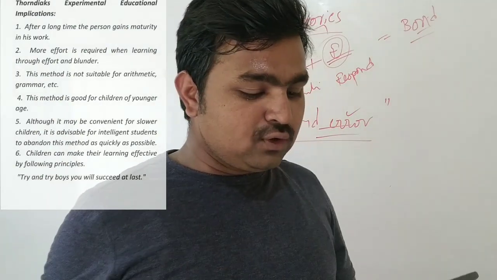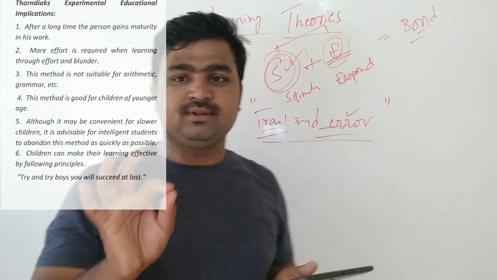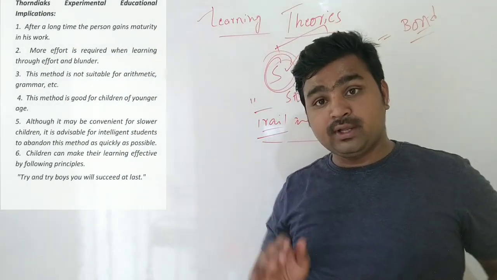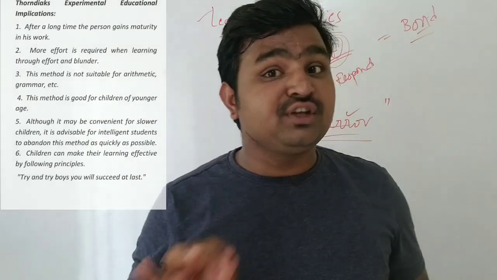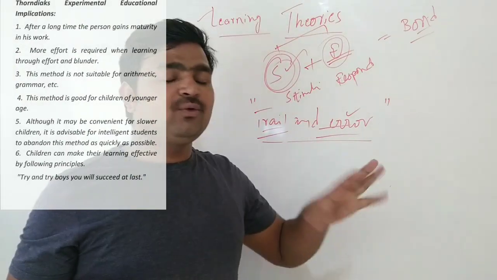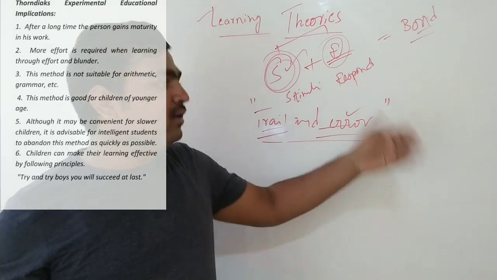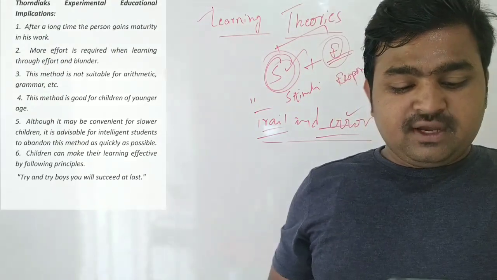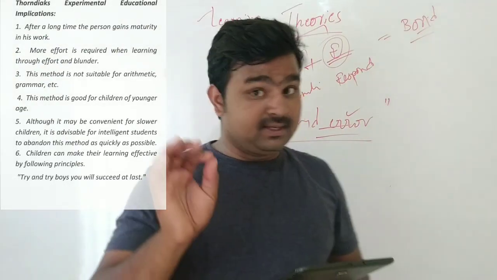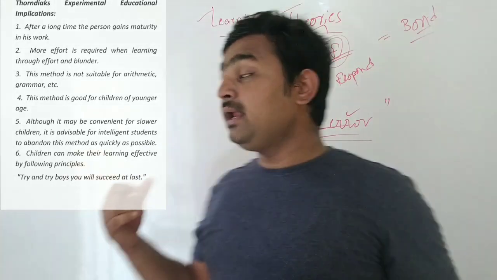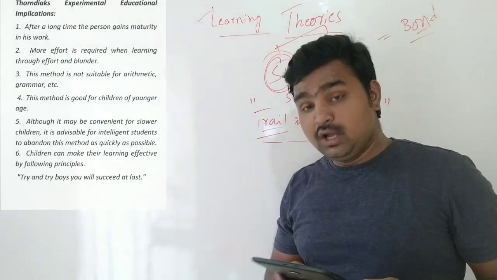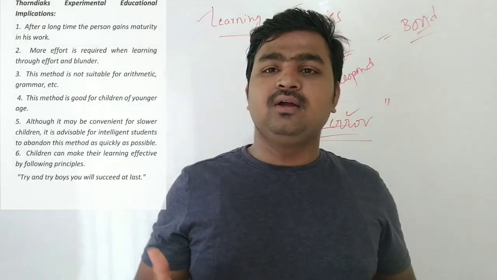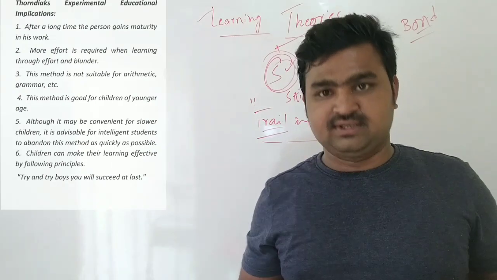Then, the method is not suitable for arithmetic and grammar. Please understand this: this trial and error method is totally not suitable for arithmetic problems and grammar. If you make mistakes, you cannot get any proper result. If you go on making mistakes, you cannot get it. Then, this method is good for children of younger age. Yes, very important. This trial and error method is very useful to the younger ones, because they can learn a lot of things by making mistakes.